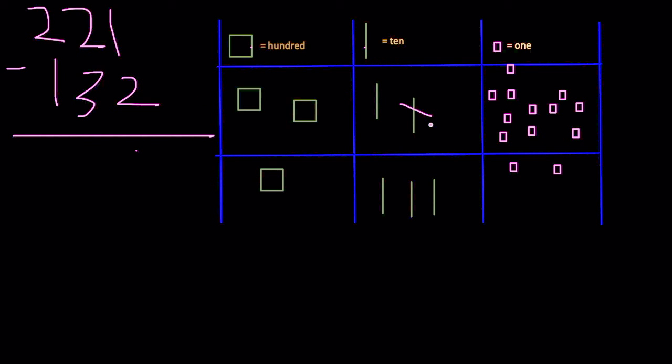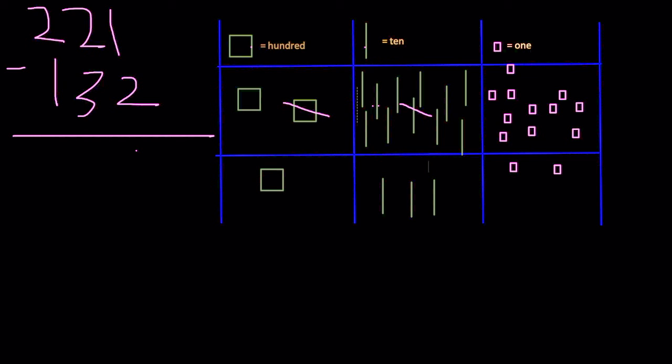But again, we can't take 3 10s away from 1 10. So we're going to have to bring over 100 and bring 10 10s right here. So I'm going to cross this out. And now we're going to bring 10 of these over here because 10 10s equals 100. So now we have 11 10s over here. Okay? So we can do the final subtraction.